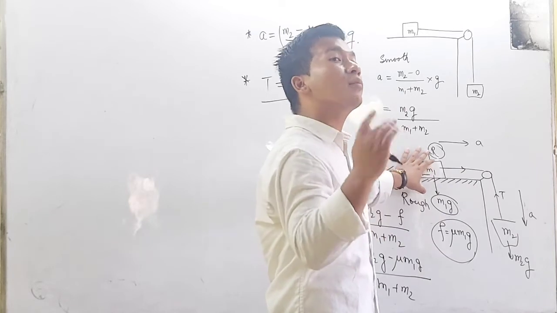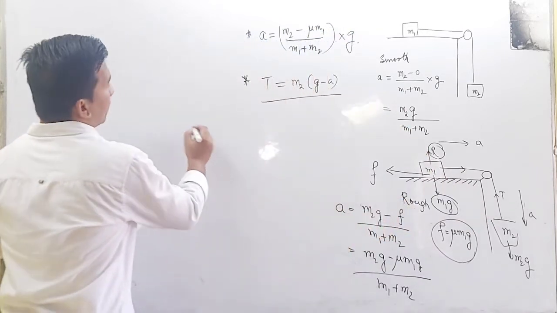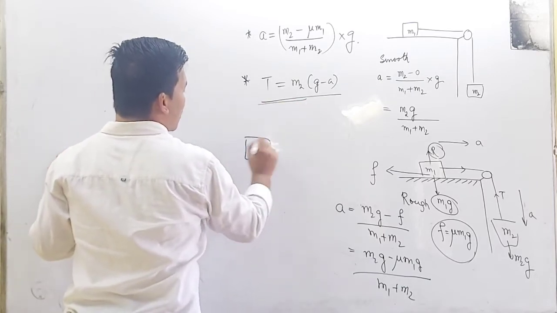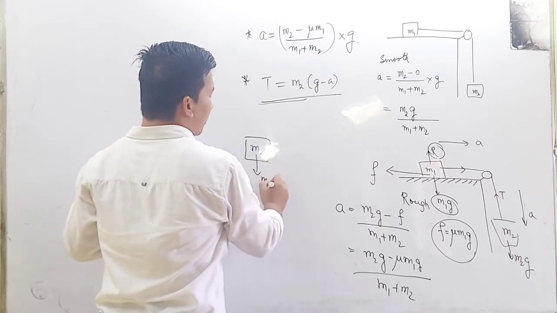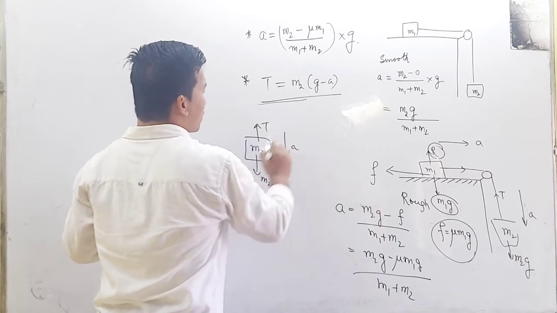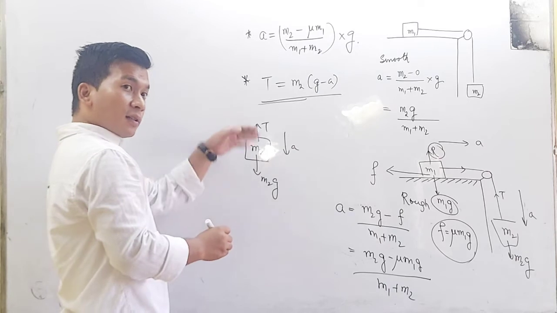M2 is the hanging mass. This is M2G, and this is our tension T, and this is moving downward. Which one will be greater? M2G is greater. This is descending.